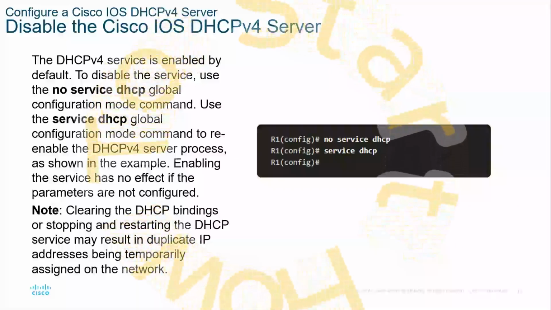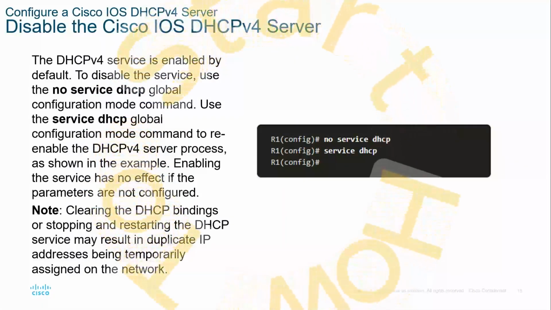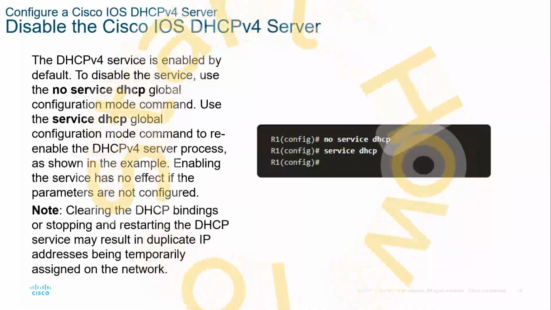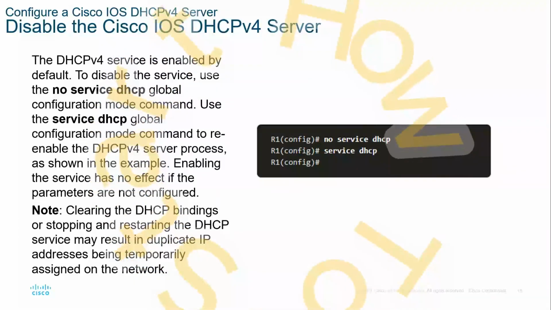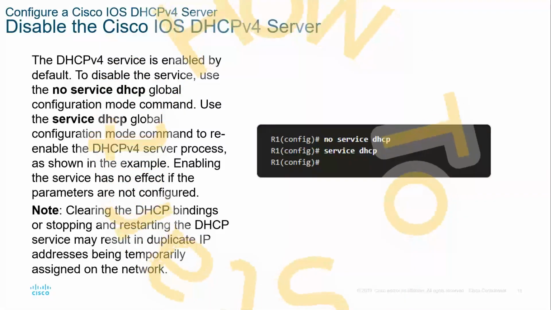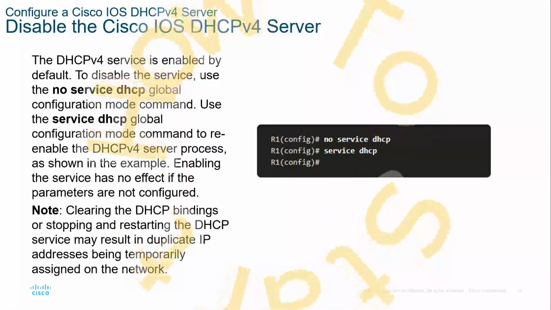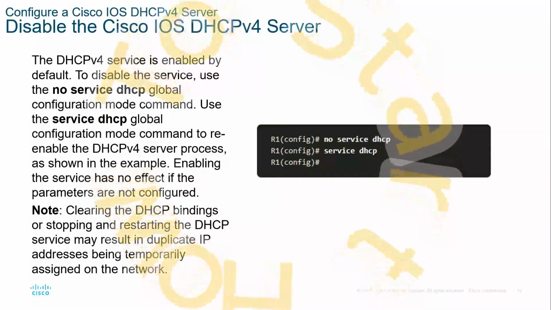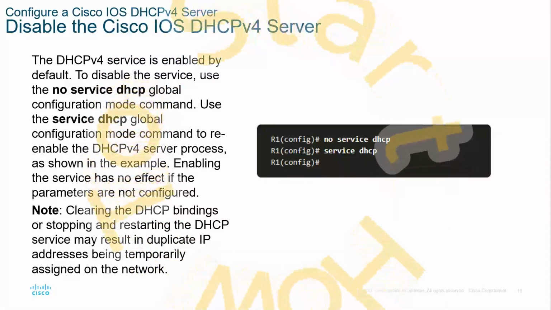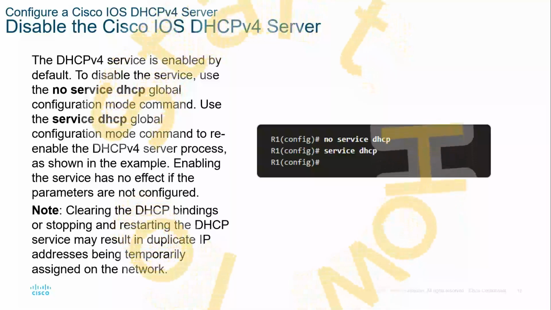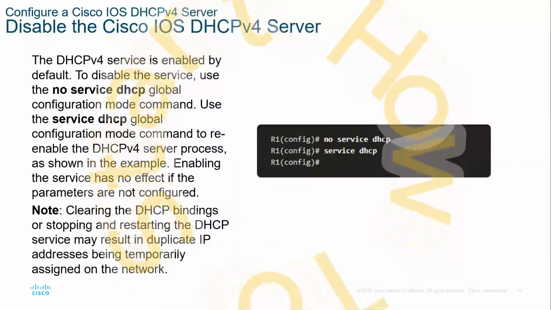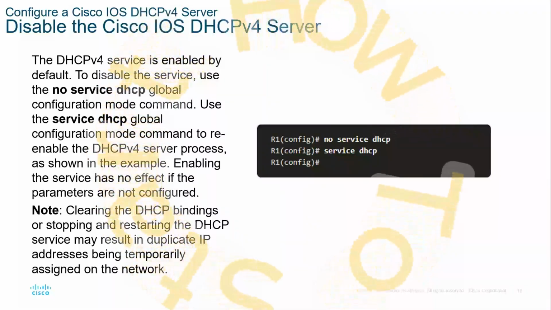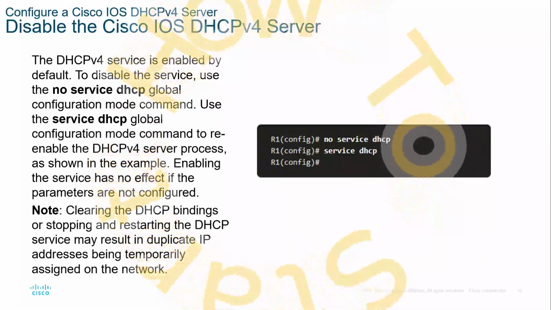Moving on, how do we ensure that we can set up DHCP? Well, it's not just about configuring it. It's also about having the service turned on. We can say do not use DHCP by issuing a no service DHCP. To turn it back on, do service DHCP. Both commands are done at the global configuration.